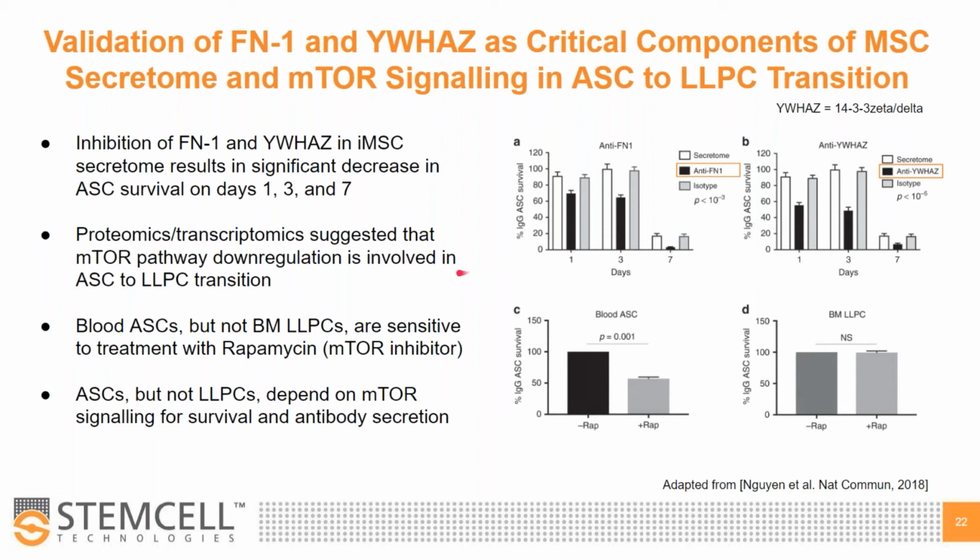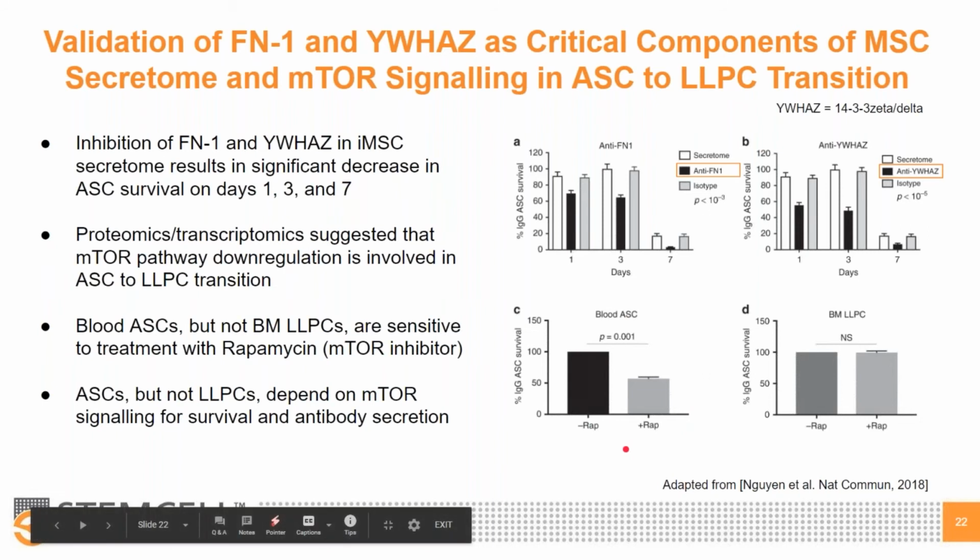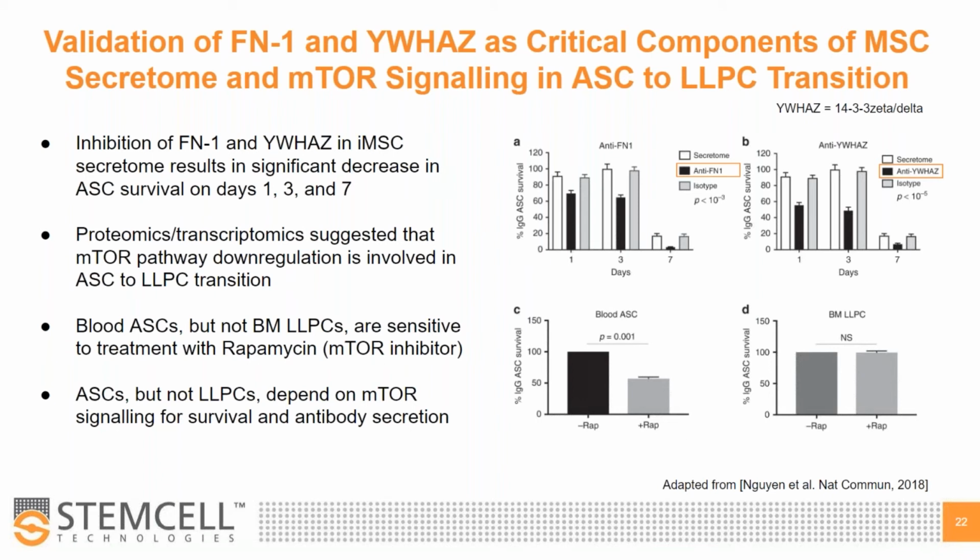In addition, because the proteomics and transcriptomics suggested that mTOR pathway downregulation was involved in the transition from antibody-secreting cell to long-lived plasma cell, they wanted to try an mTOR inhibitor on either antibody-secreting cells and long-lived plasma cells. And they noted that downregulation of mTOR had reduced the survival of antibody-secreting cells, but not long-lived plasma cells, which is consistent with the hypothesis that the mTOR pathway is downregulated through the transition from antibody-secreting cell to long-lived plasma cell.